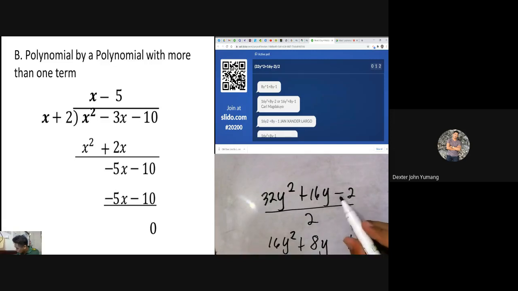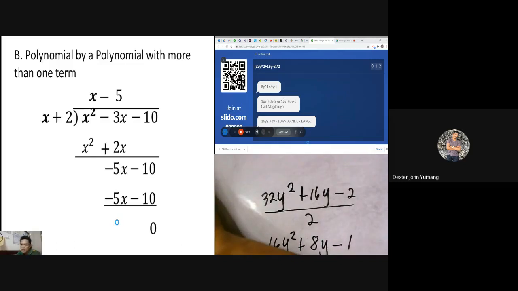Kaso lang, negative siya, ito positive. Magkaiba ng sign, so therefore, negative dito. The answer is 16y squared plus 8y minus 2. Okay, very good po sa mga nag-participate. Halos correct naman po lahat. Okay, congratulations, thank you, and we will have this lesson now.